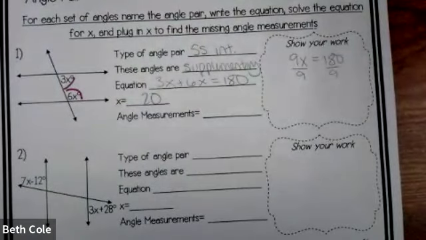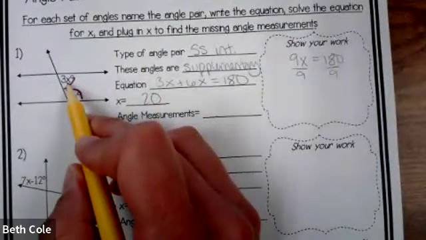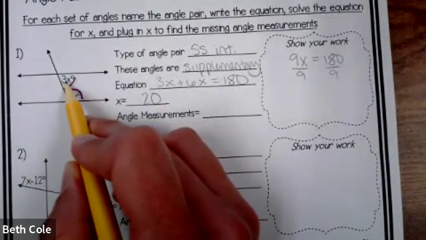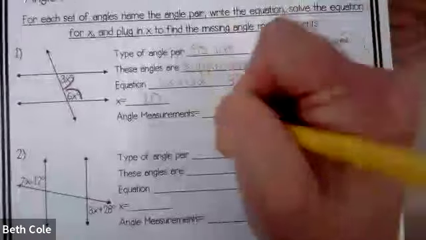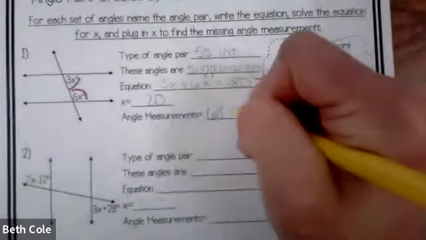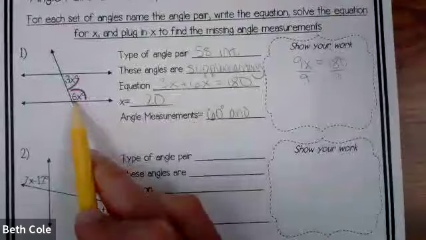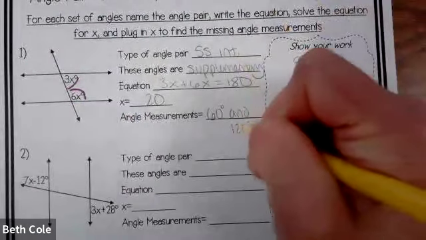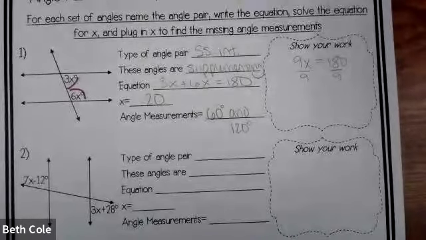X is 20. Now this one goes one step further and it wants the angle measurements. All you would do is take 20 and plug it back in for x. So for this one, you would do 3 times 20, which would give you 60 degrees. And I'm going to put a degree symbol on that since it's an angle. And then the other one, you would do 6 times 20, which would be 120. And if you add those, what do you get? 180. Beautiful. All right, let's just try a couple more together.